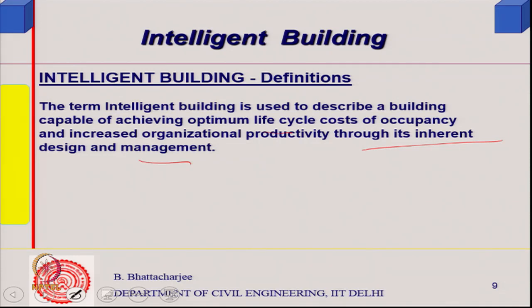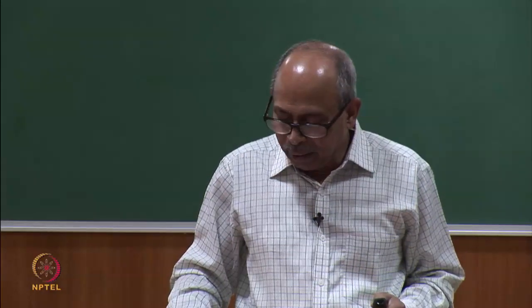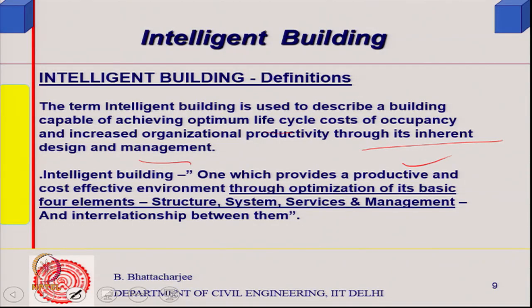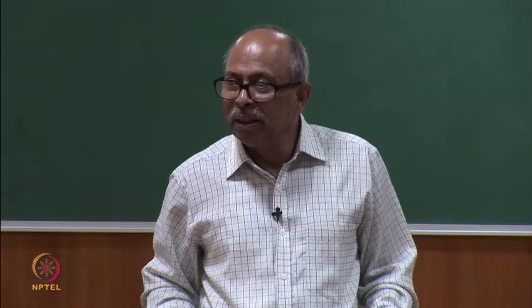Well, this is a very broad definition, because the overall life cycle cost it will improve, it will optimize the life cycle cost of occupancy and increase organizational productivity also, because it will maintain the ideal condition all the time as required, right. So, essentially it is one which provides a productive and cost effective environment through optimization of its basic 4 elements: structure, system, services and management, and the interrelationship between them. So, this is what the definition of an intelligent building is.